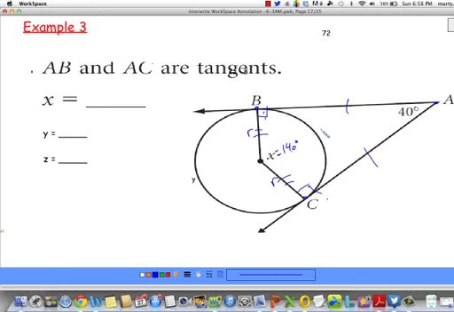If that's 140, that's a central angle. This is its intercepted arc, 140 over there. If I have this major arc, then for y it is 360 minus the 140, which gives me 220. So to fill in our answers, x has to be 140, y has to be 220. My guess is this was supposed to be z here, so that's going to be 140.